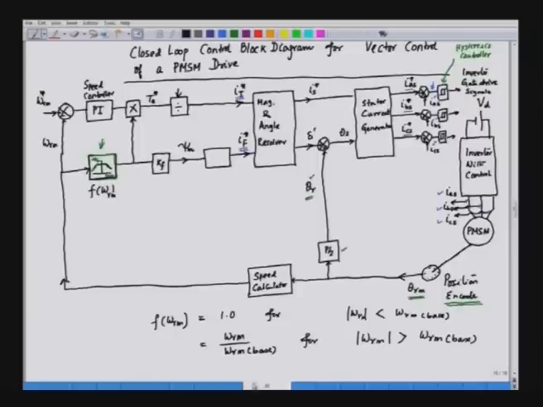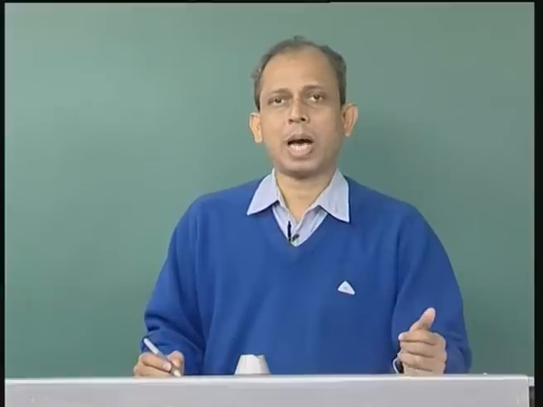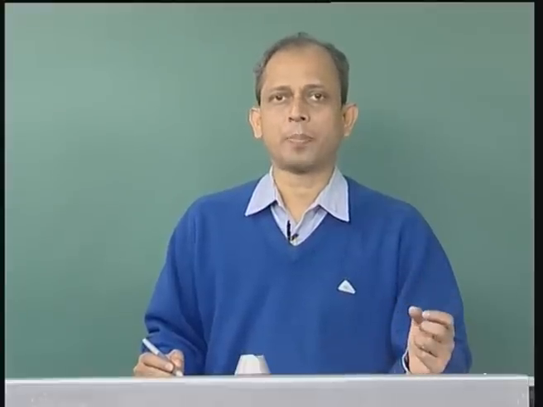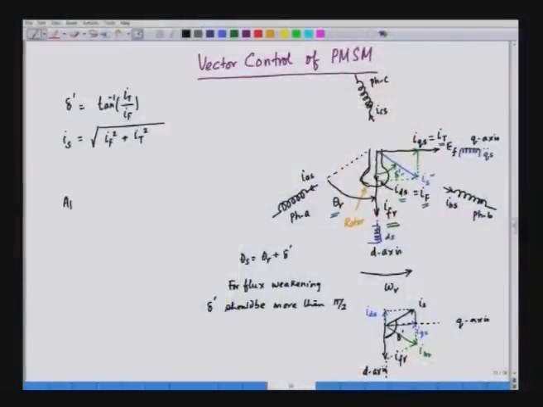So, this is a closed loop control block diagram of the vector control permanent magnet synchronous motor drive, and this drive is quite popular, and the applications of this drive are in automotives, also in high performance applications. So, wherever we need high performance application with compact size, we go for PMSM drive. So, the applications here are automotive applications, in that case we go for PMSM drive where the size of the motor is small, it is compact, but the power is quite substantial.